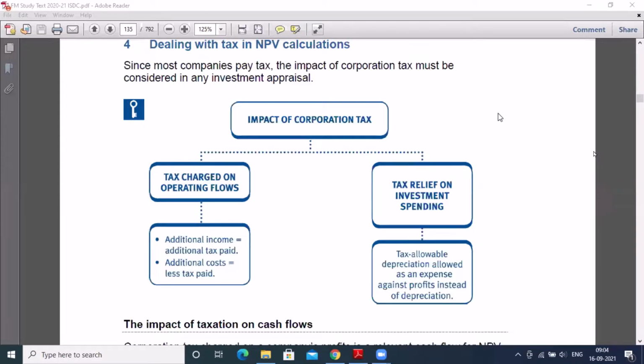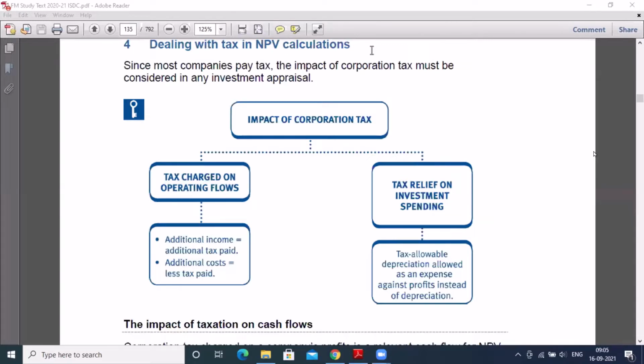Now, generally, tax charged on operating flows. Here, additional income is equal to additional tax paid and additional cost is equal to less tax paid. It means, suppose an entity earns additional income, definitely they will be paying additional tax. Suppose in the previous year the company's earnings were only $1 lakh, but in the current year the earnings were $1,50,000. Now definitely the current year the company is liable to pay additional tax. So additional income definitely results in additional tax.